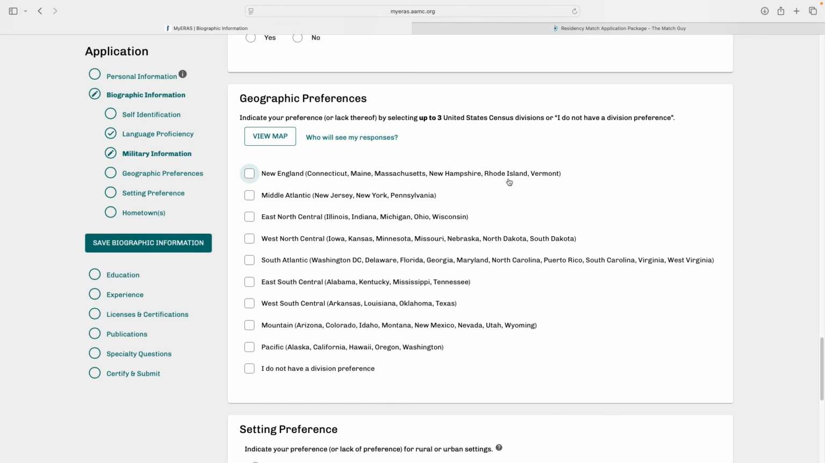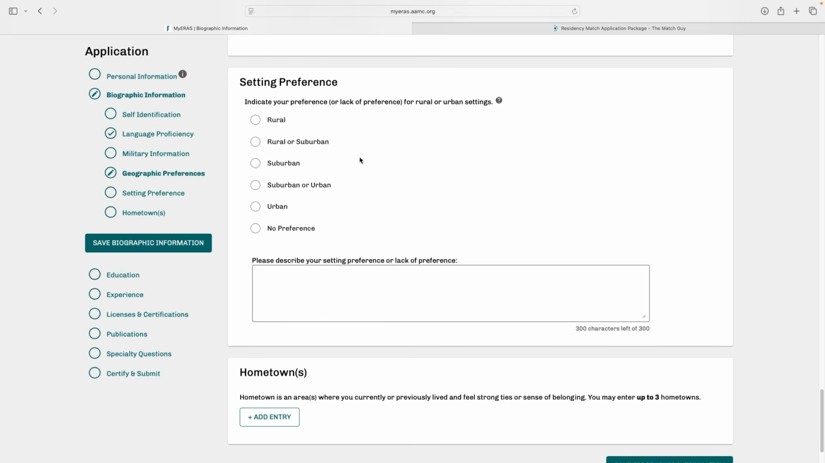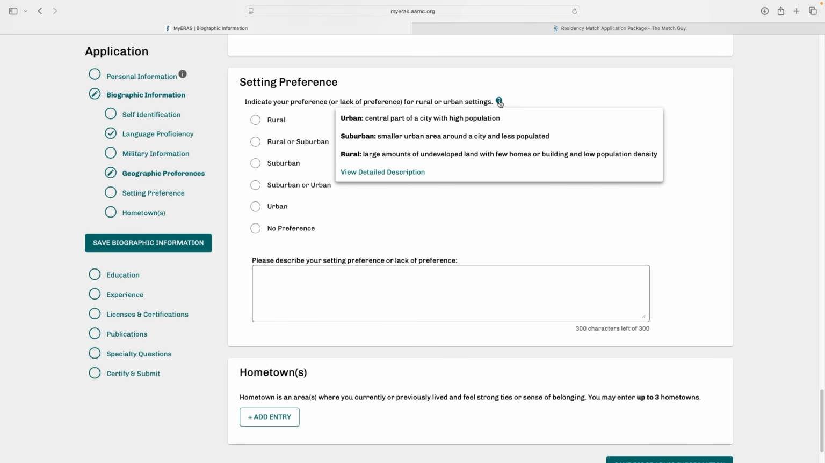For US students, most of the time their geographic preference is mainly family ties or location preference rather than driven by IMG data. Setting preference is also important, but not as important as the geographic preference. You have 3 main categories: rural, suburban, and urban, then a combination of 2, and then no preference. And here, if you hover over the question mark, you can have a little bit of description of what that means. Urban means the central part of a city with high population. Rural is a large amount of underdeveloped land, with a few homes or buildings. And suburban is kind of in between, a smaller urban area around the city.